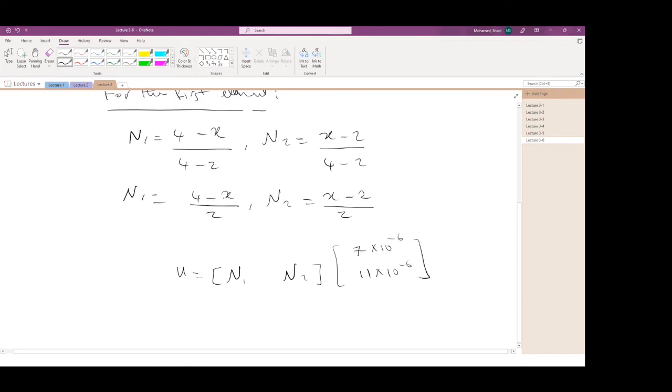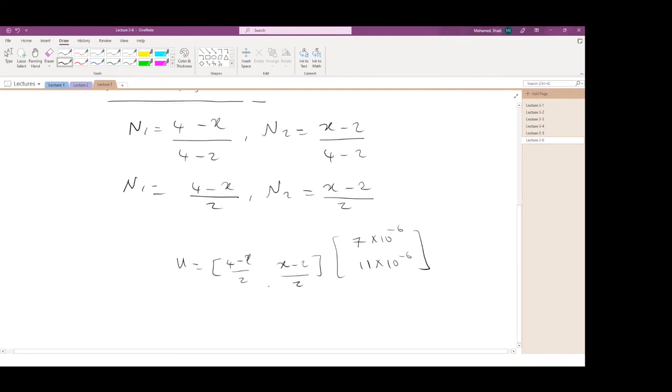And N1 is (4 minus x) divided by 2 and N2 is (x minus 2) divided by 2. And then you have an expression for u: (4 minus x) divided by 2 multiplied by 7 times 10 to the power minus 6, plus (x minus 2) divided by 2 multiplied by 11 times 10 to the power minus 6.